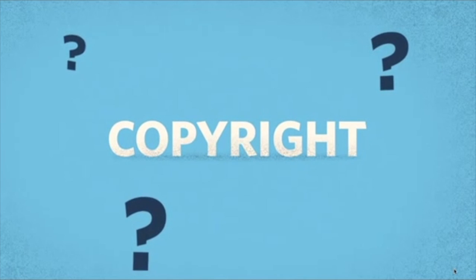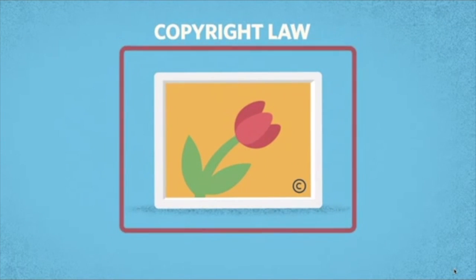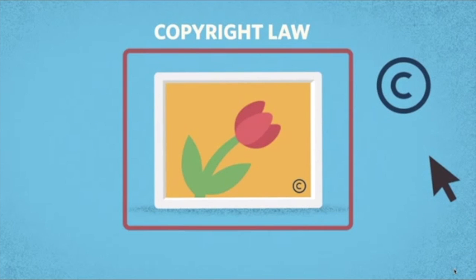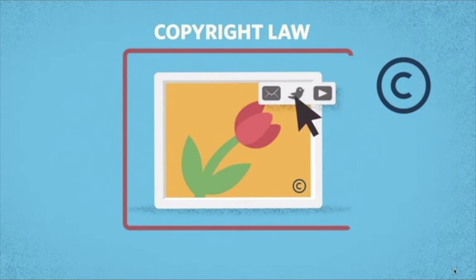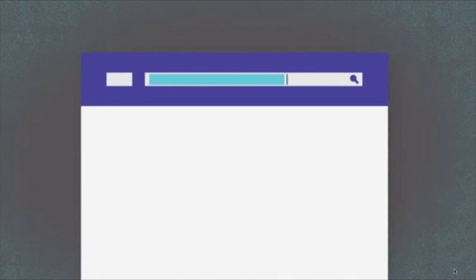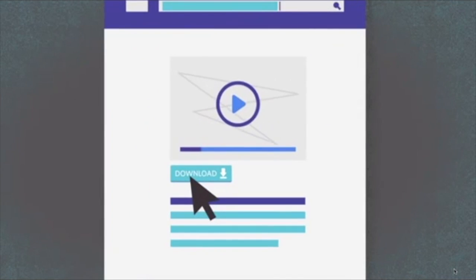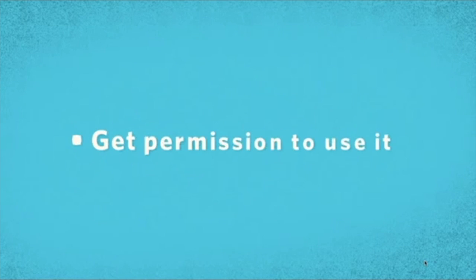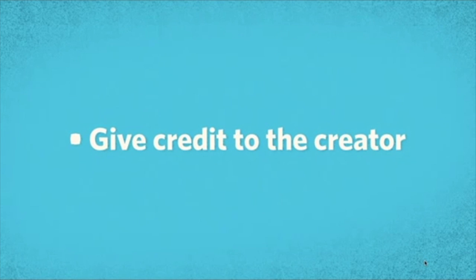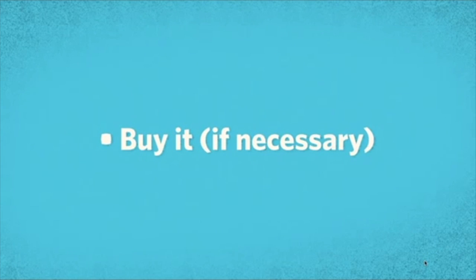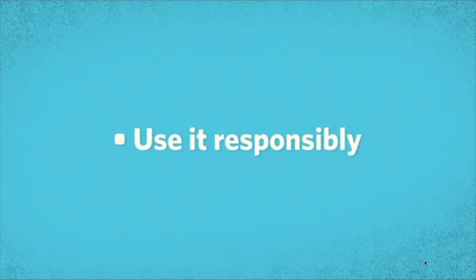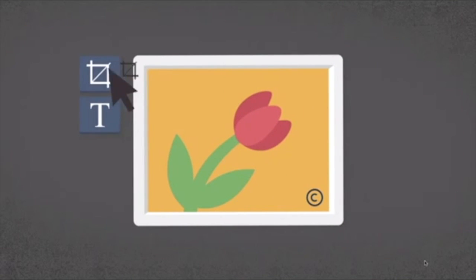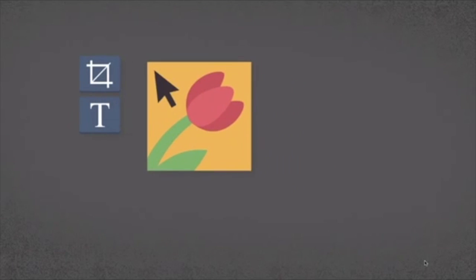So what's a copyright? Copyright law protects your control over the creative work you make. It requires people to get your permission before they copy, rework, or share what you make. Most things that you find, download, and copy and paste from the internet are copyrighted. That doesn't mean that everything online is on lockdown and can't be used. It can, as long as you check who owns it, get permission to use it, give credit to the creator, buy it if necessary, and use it responsibly, then you're not stealing. Now, there are times when you can use a small part of someone else's copyrighted work without permission or paying a fee.